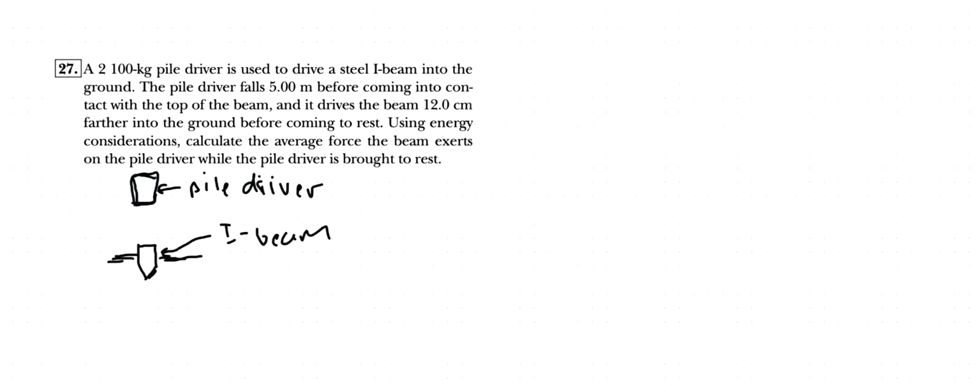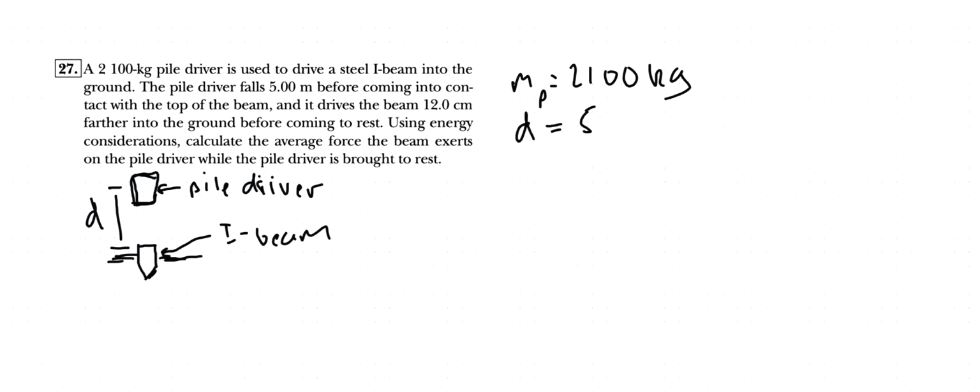Okay, sorry, the font is not exactly Times New Roman. I apologize for that. But the story is the following. So the pile driver, so let's say M_P is 2,100 kilograms. And it falls onto the I-beam. Okay, and I'm going to call this D, 5.00 meters.